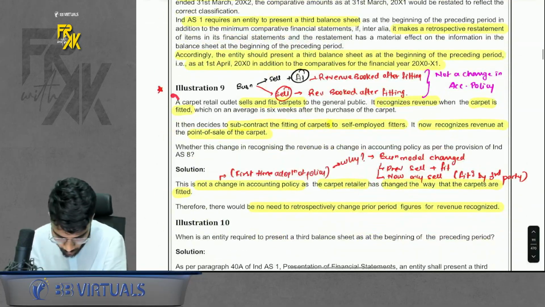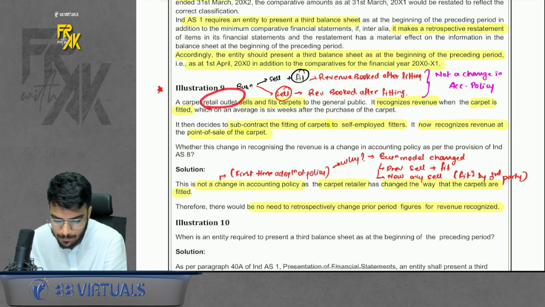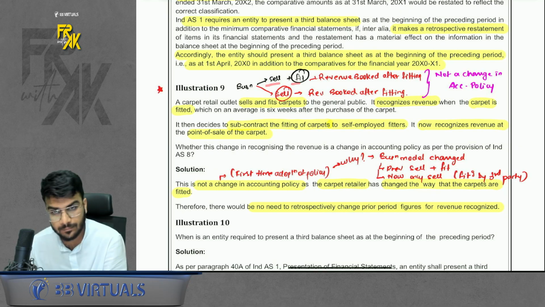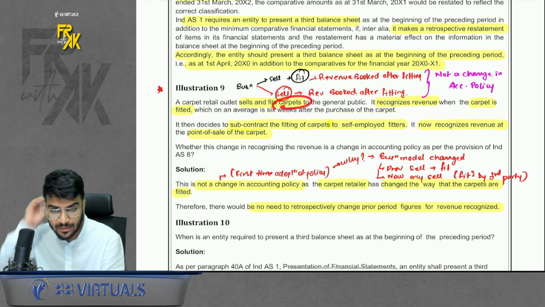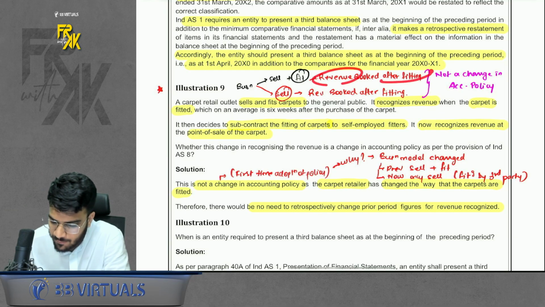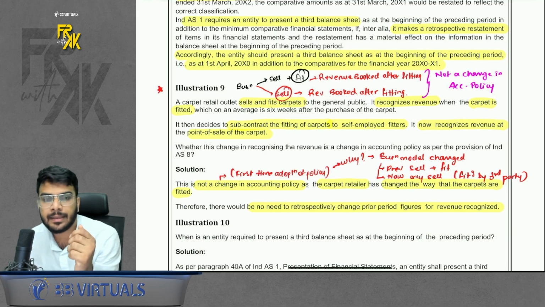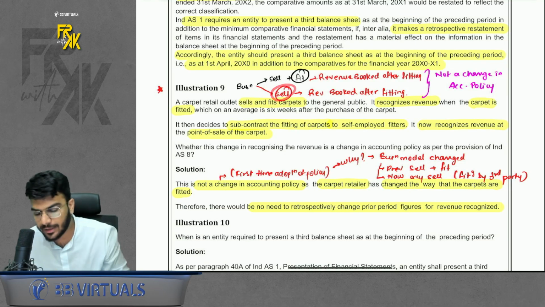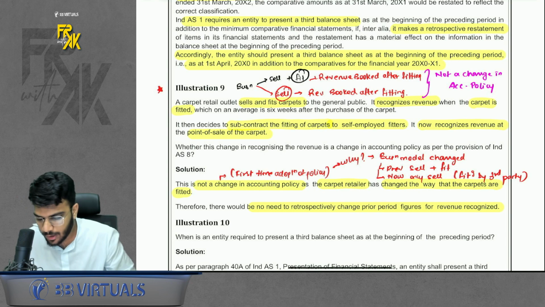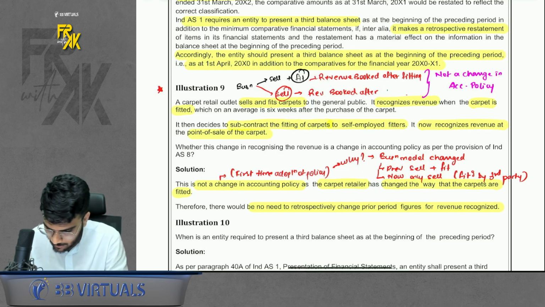Okay. Illustration number 9, you should read it. See what it says. I will give you an overview of it. There is a company which was selling and fitting carpets, giving the service of selling as well as fitting, and they were booking the revenue after fitting the carpet. Now, the company changed its business model. They shifted only to selling. For fitting, they would provide third-party support. So now they are booking the revenue directly after selling, not after fitting.